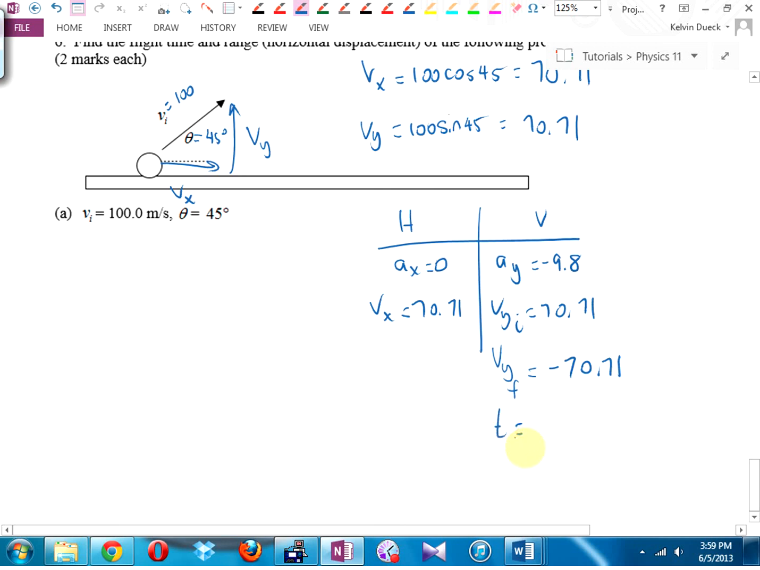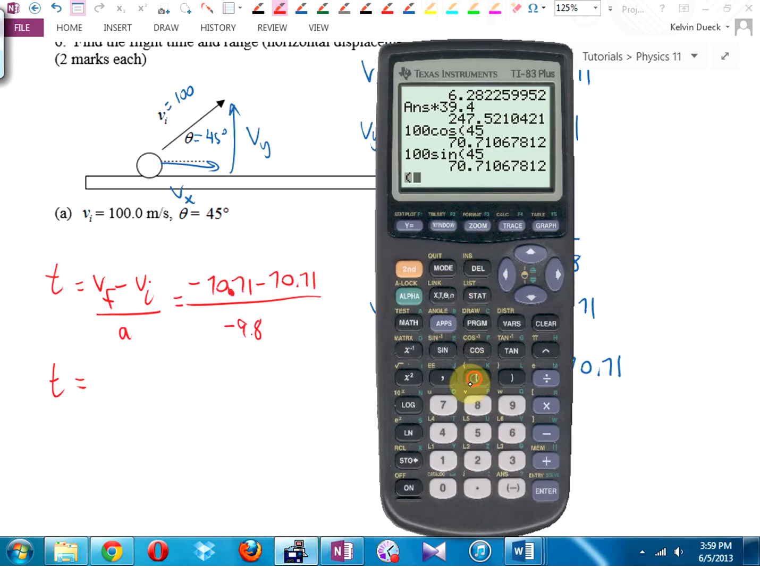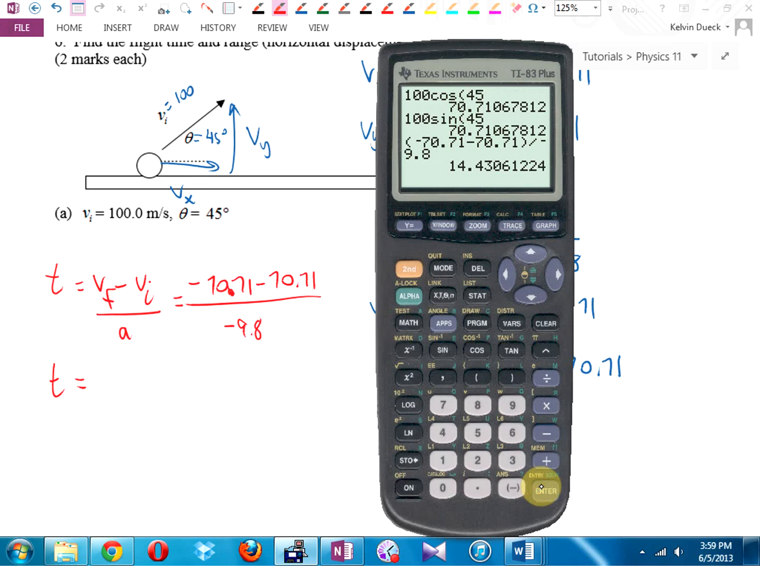How? T equals. Oh, she's getting it by itself? VF minus Vi. Nice, nice. It's going to be negative 70.71 minus 70.71 all over negative 9.8. Let's make that a little neater. I'll miss your jokes, Mr. Dueck, but not your handwriting. Yeah, I know. Do I need to square? Nope, no squares or anything. 14.43, 14.4 seconds.